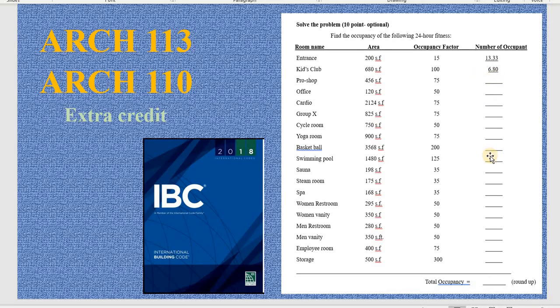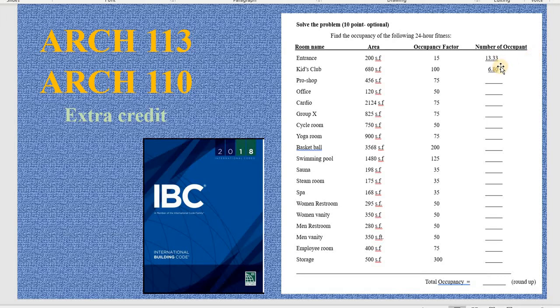Okay, so now if you're interested in getting extra credit for both classes, Architecture 110 and Architecture 113, you want to get 10 extra credit points, you practice with this one. You take the area for each of them, you divide by factor, and you get the number of occupants. After you do everything, for each of them I need you to take 2 decimals. Remember 2 decimals. And you add it on for me right here.